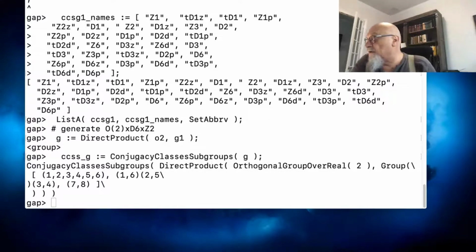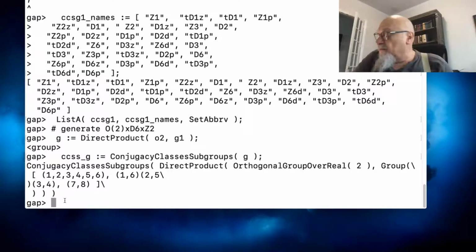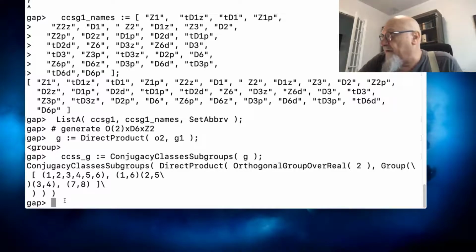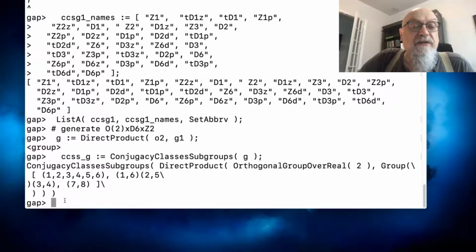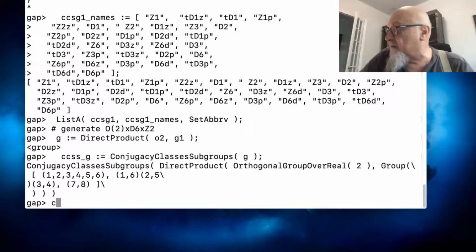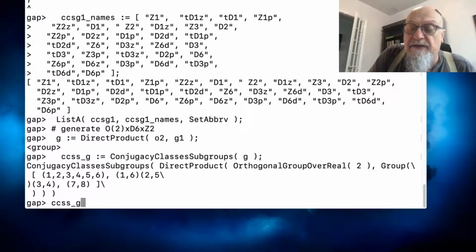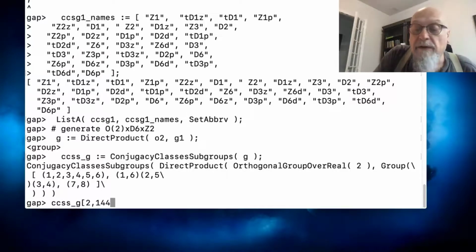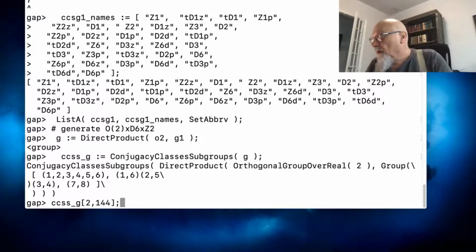Oh, it generated. So let's see what it does. As you notice here, this is conjugacy classes. Maybe I write it down. CCSG, and this will be G, and it is generating these conjugacy classes, but it is using two indices. The first one, 2, is related, we call it, to the Fourier mode. So that means it is related to the group O2.